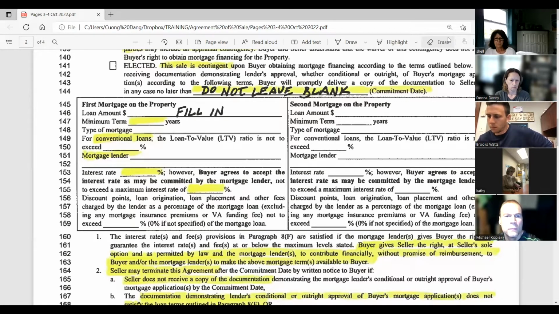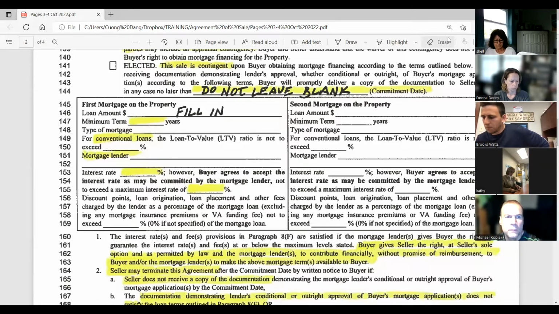FHA, VA, conventional, 15-year ARM, whatever type of mortgage they're getting. For conventional loans, and I highlight conventional because it's only for conventional. If it's FHA, you don't have to fill this part out. If it's VA, you don't have to fill this part out. But for conventional loans, the loan to value ratio, which we went over, is not to exceed... if it's 20% down, then the loan to value is 80%. If you're putting 5% down, then the loan to value is 95%. Whatever the loan to value percentage is.